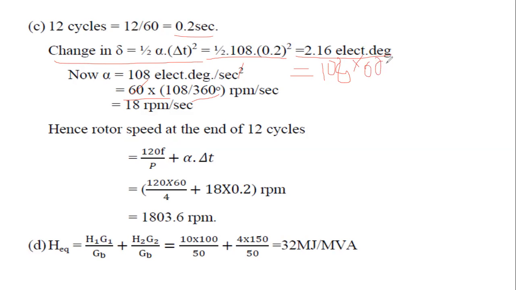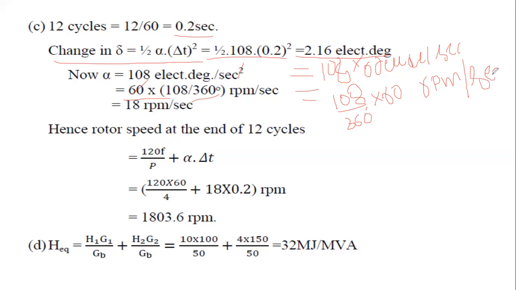Therefore, its unit is electrical degrees per second. Then this will be converted into the RPM value, that is 108 by 360 degrees into 60. Therefore, its unit is RPM per second.